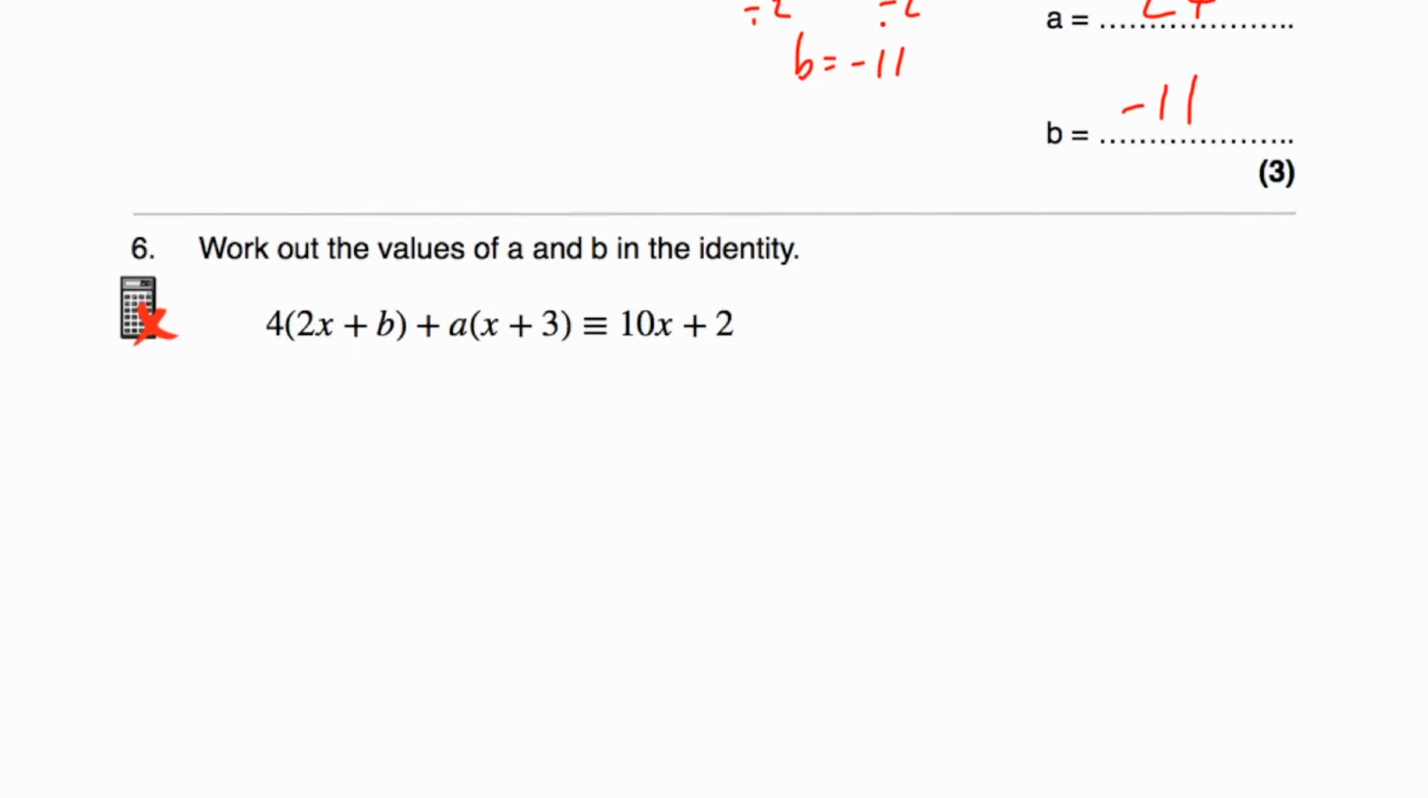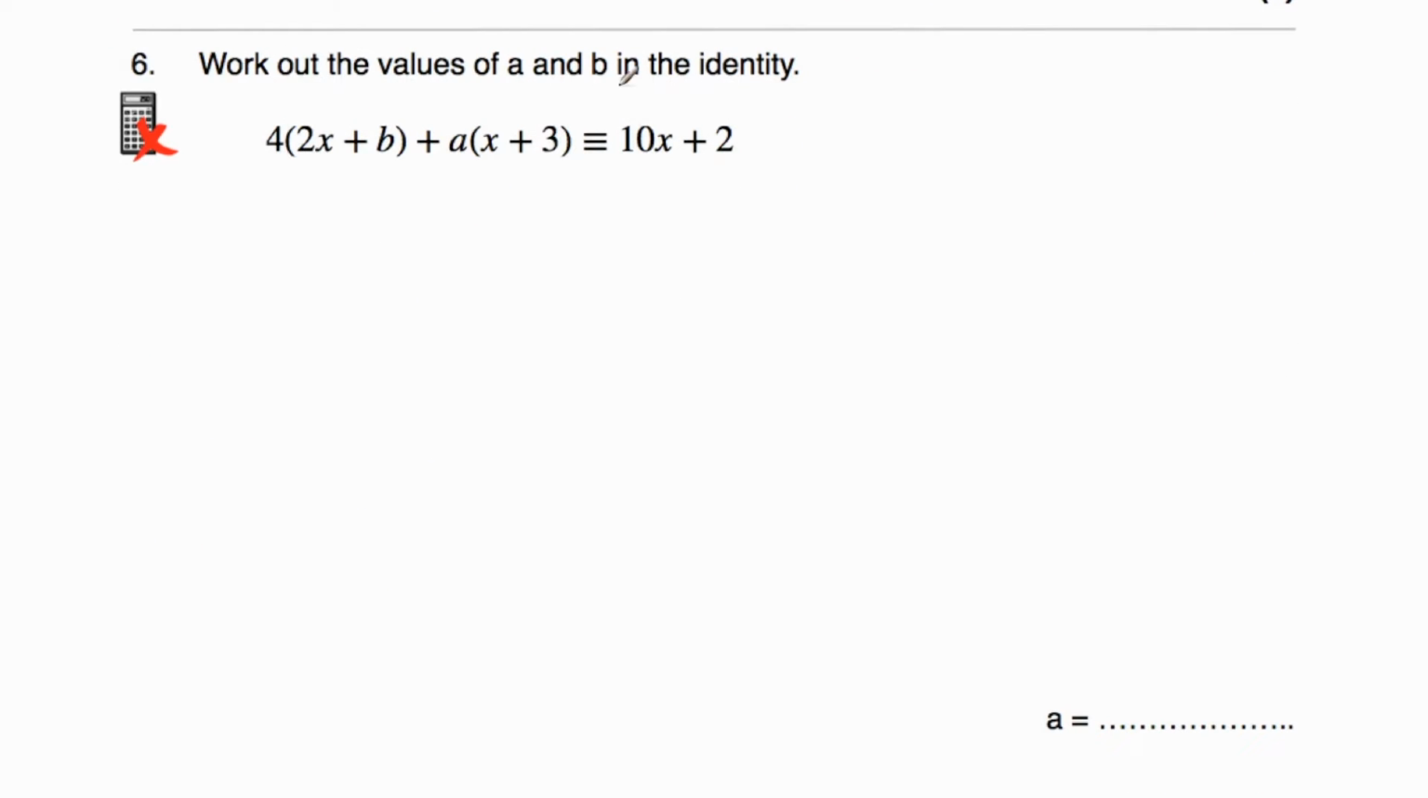Okay, let's look at our next question. Question number 6. It says, work out the values of a and b in this identity, and we've got 4 bracket 2x plus b, close brackets, plus a bracket x plus 3, close brackets, is equivalent to 10x plus 2. So let's expand our brackets. 4 times 2x is 8x, and 4 times b would be plus 4b. And then we've got plus a times x is ax, and then a times 3 would be plus 3a, and that's equivalent to 10x plus 2.